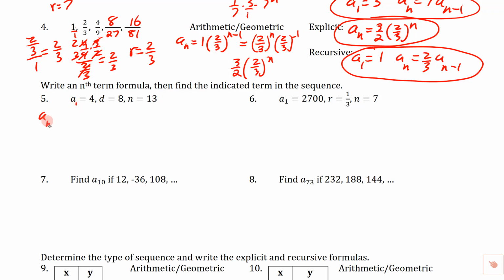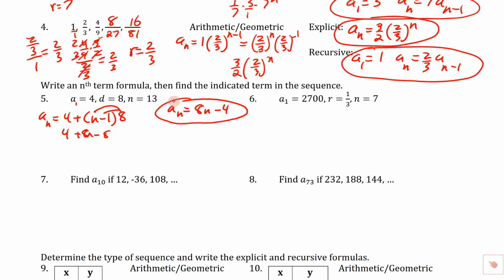So that means that a sub n is going to be the first term plus n minus 1 common differences. So common difference is 8. So we'll distribute through. So we get 4 plus 8n minus 8. So that means the nth term formula is going to be 8n minus 4. So we'll go ahead and circle that one. We've got the nth term formula.